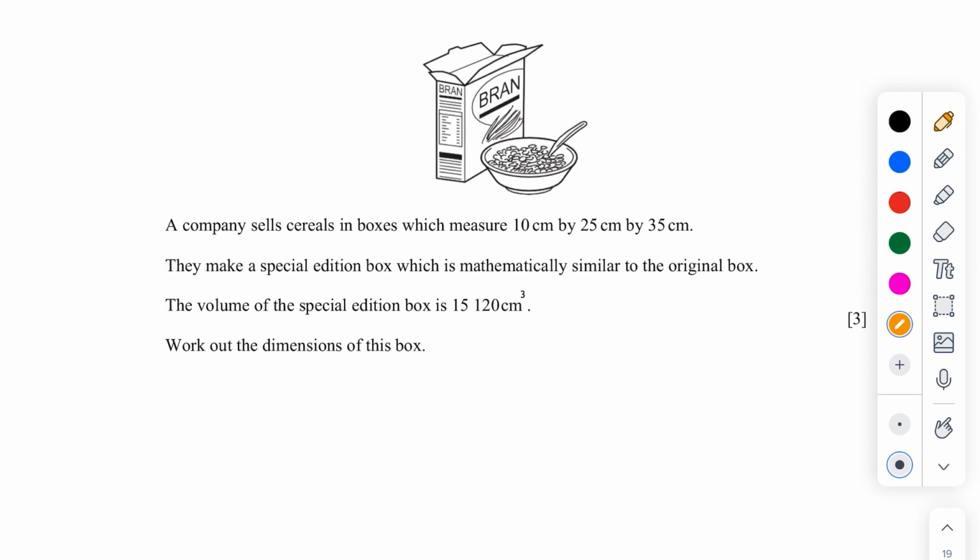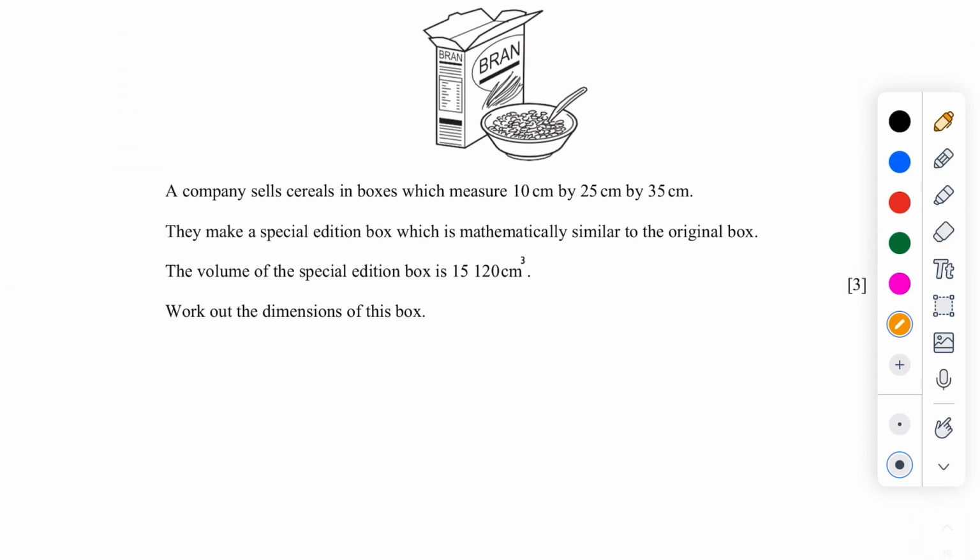Question number 21. A company sells cereals in boxes which measure 10 by 25 by 35. They make a special edition which is mathematically similar to the original box. The volume of the special edition is this much. Work out the dimensions of the box. So this is length, width and height. Basically length, width and height are given.